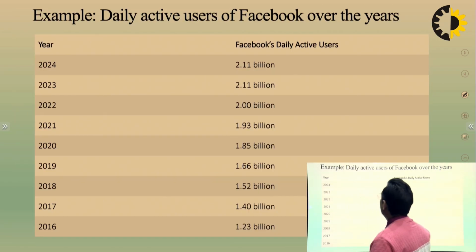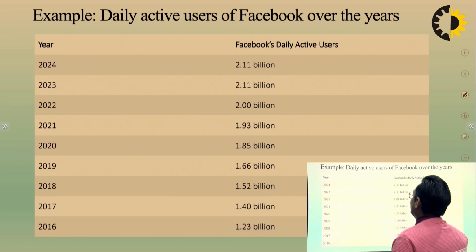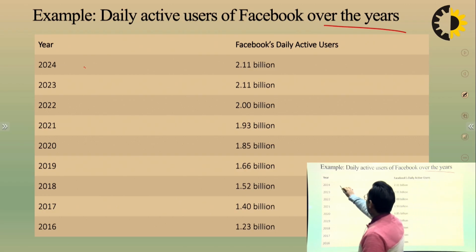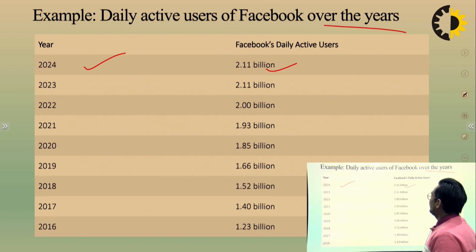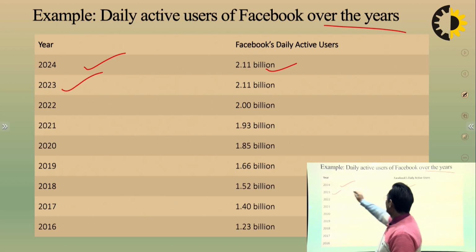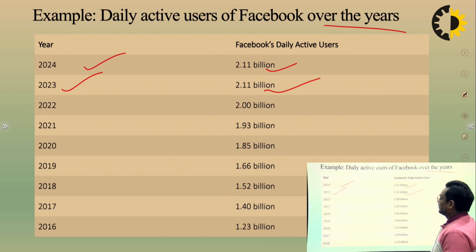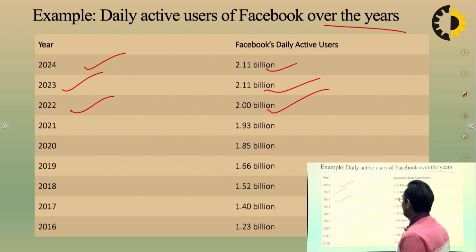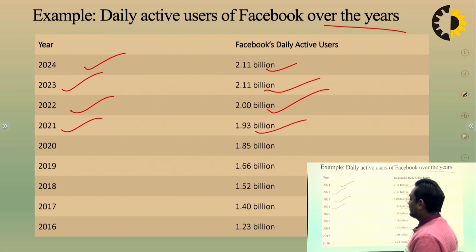Now, the daily activity chart. Daily active users of Facebook over the years. In 2024, 2.11 billion Facebook daily active users. In 2023, 2.11 billion. In 2022, 2 billion. In 2021, 1.93 billion.